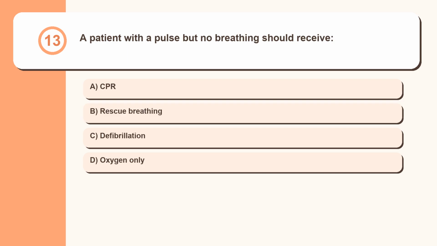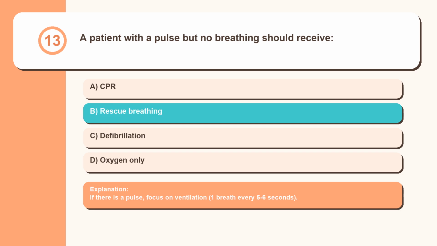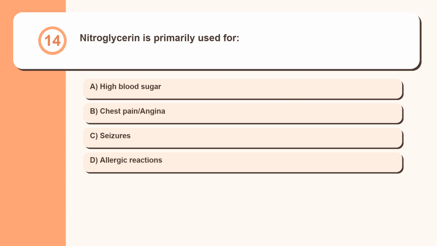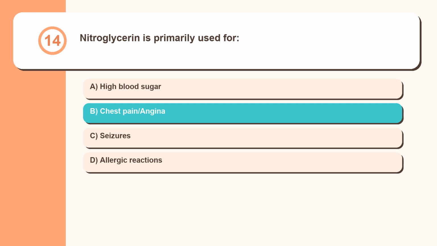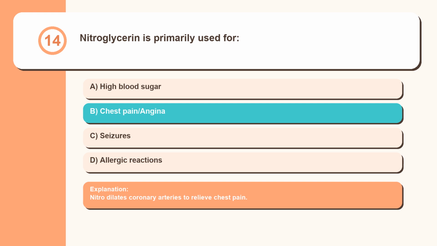Question 13. A patient with a pulse but no breathing should receive: CPR, rescue breathing, defibrillation, oxygen only. If there is a pulse, focus on ventilation, one breath every 5 to 6 seconds. Question 14. Nitroglycerin is primarily used for: high blood sugar, chest pain or angina, seizures, allergic reactions. Nitro dilates coronary arteries to relieve chest pain.